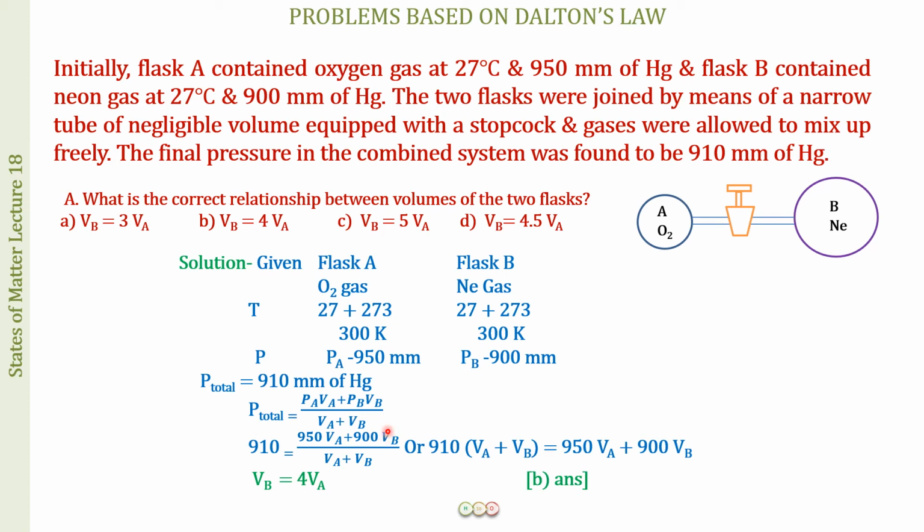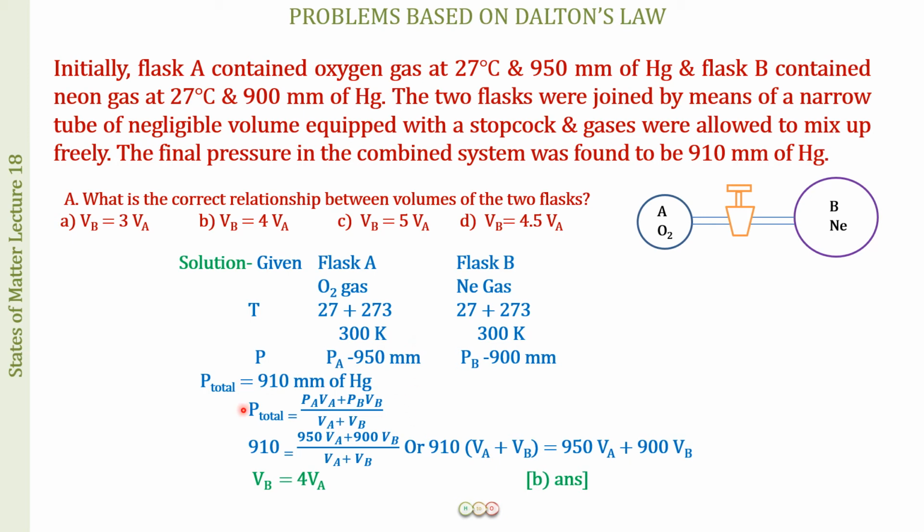Okay, so this is the equation that we got over there, that P total is going to be equal to (PA VA plus PB VB) divided by (VA plus VB). In case you do not understand how we have got this, please go back and watch the lecture again so that you have an understanding of how we got this relationship.